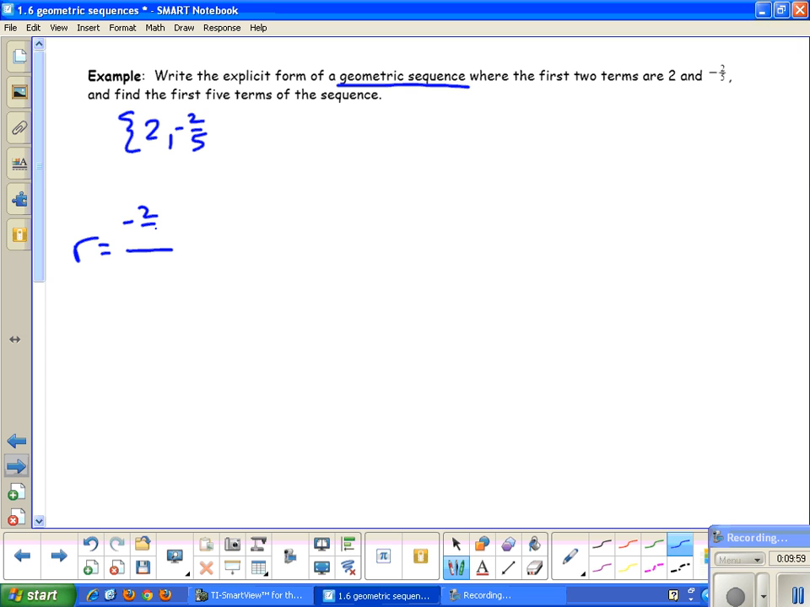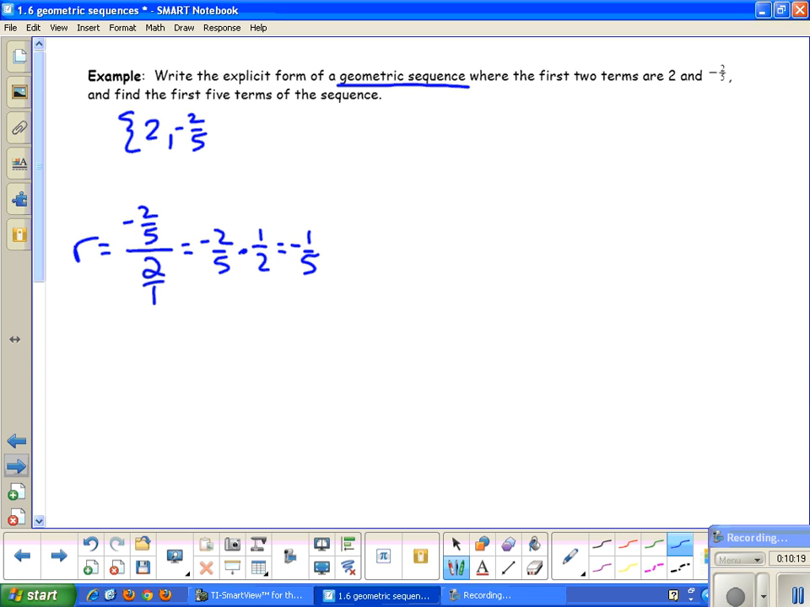So negative 2/5, I'm dividing that by 2. So that's the same thing as negative 2/5 over 1, times 1/2, which would be equal to negative 1/5. So that's my common ratio. So then for this, that means each time I'm taking the preceding term and multiplying it by negative 1/5.